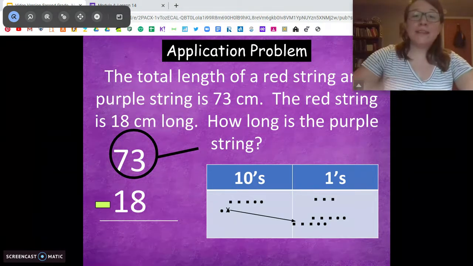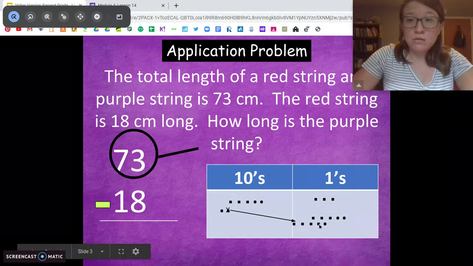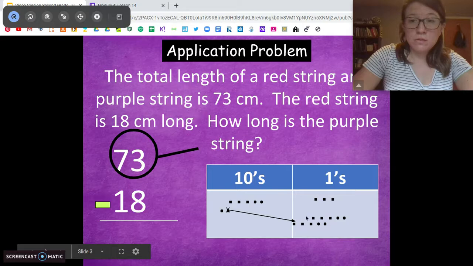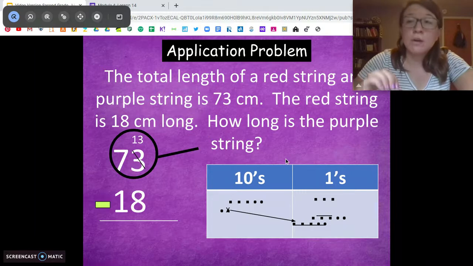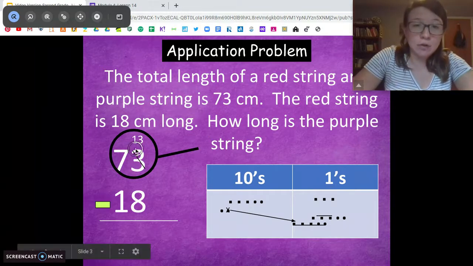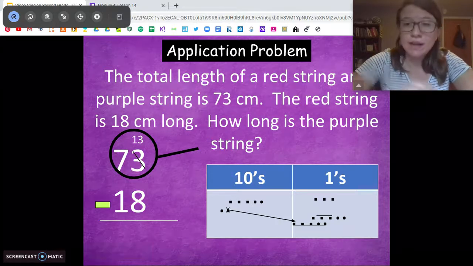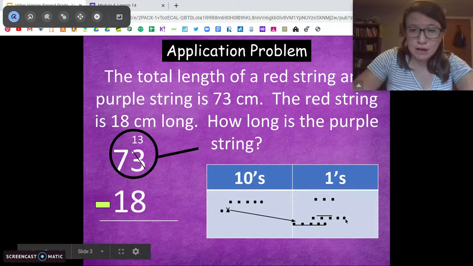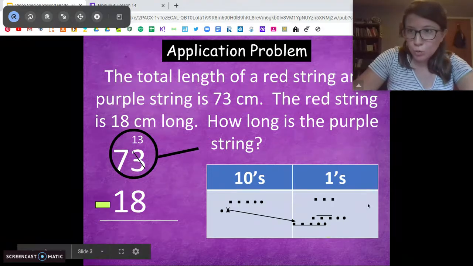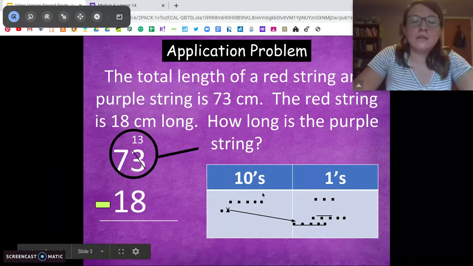Awesome. So now this 3 changes to what number? How many ones do we have now? We added 10 more to the 3, so we have 13 ones now. Now, can we take 8 from 13? Yes, right? So go ahead and cross those 8 off. I'm going to do 13 minus 8, and you should end up with, awesome, 5 ones.